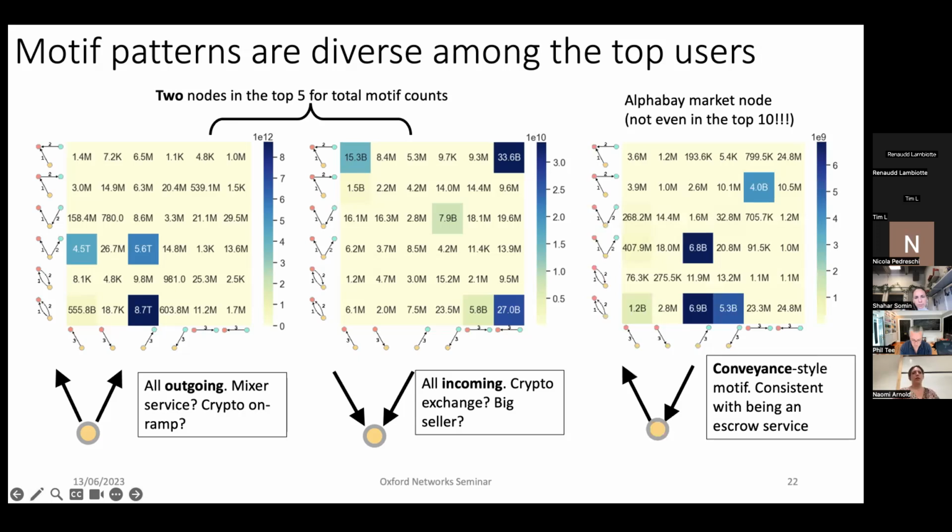So it seems interesting that this method can pick out nodes that might not always be way out the head of things. And I quite like that in Alphabet you have some of these outgoing motifs, the darkest ones, but then the second darkest ones represent motifs involving receiving funds and then sending out, which is consistent with what Alphabet is as an escrow service.